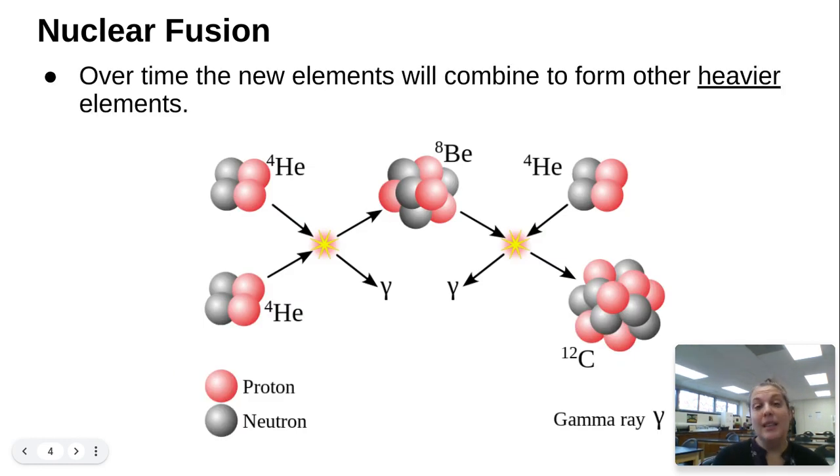Over time, the new elements that are made, like helium, will combine to form other heavier elements. So within this diagram, we can see that if we take two helium atoms and combine them, they would form a beryllium atom because the number of protons is different. If we take a beryllium atom and combine it with another helium, this will make a heavier element, carbon. Again, protons are coming together, so we are making new elements. And this reaction just continues on.